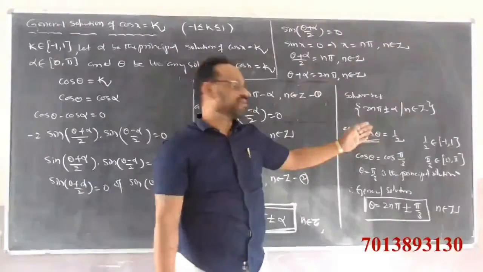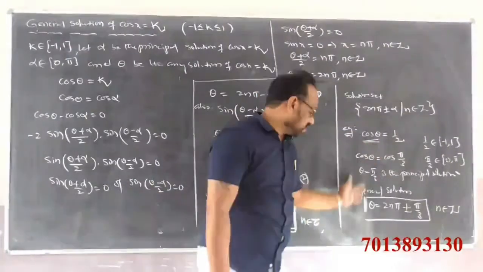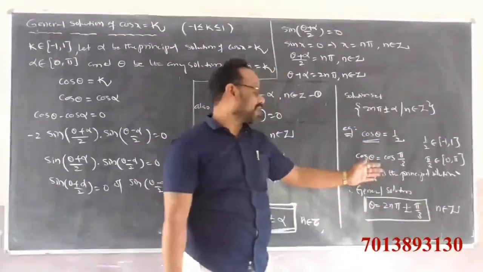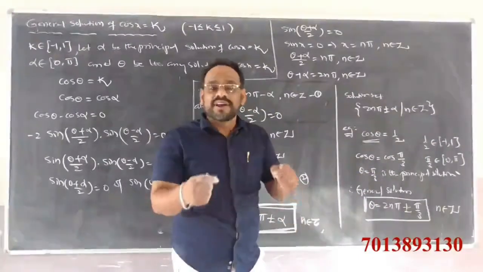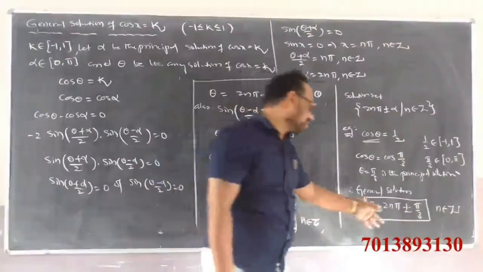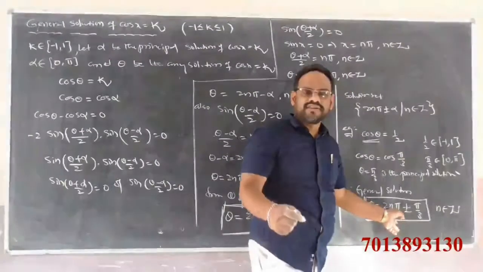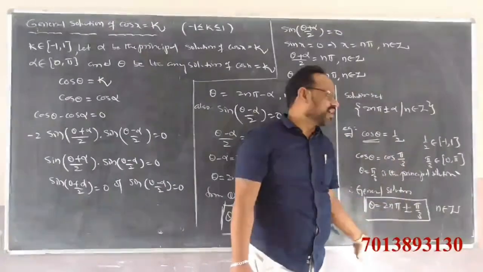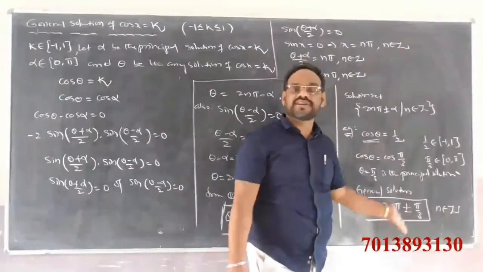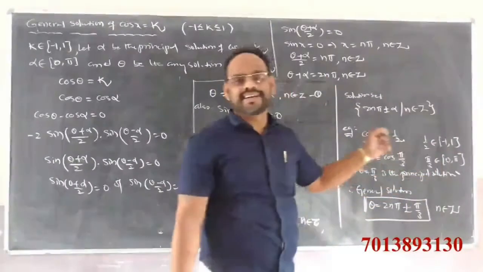cos theta equals 1 by 2. The general solution is theta equals 2n pi plus or minus pi by 3. If you ask for the solution set, substitute n equals 1, and we get 2 pi plus or minus pi by 3. All the solutions of the given trigonometric equation form the solution set.